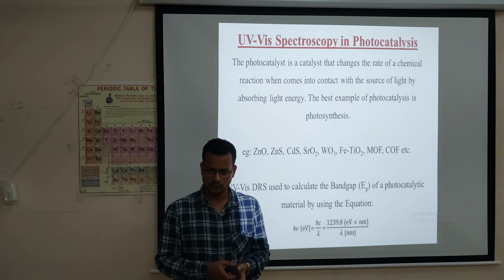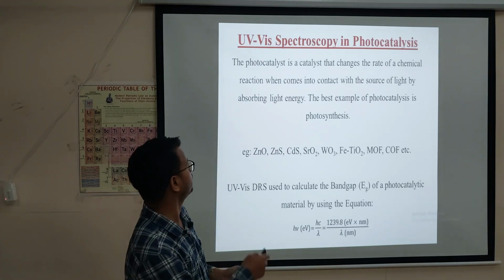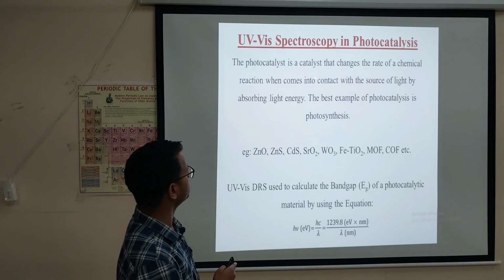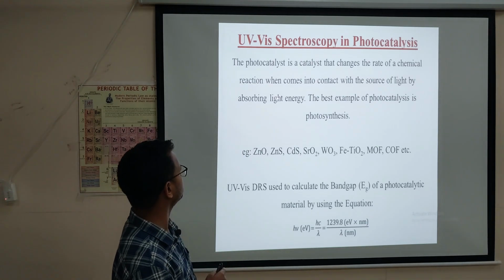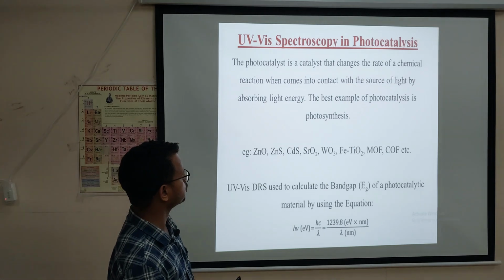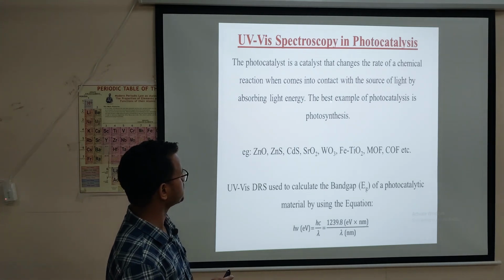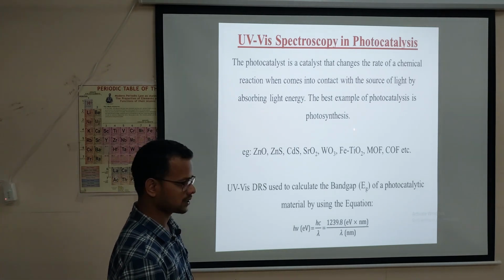Sunlight is there. Okay, now we will move on. A photocatalyst is a catalyst that changes the rate of a chemical reaction when it comes into contact with a source of light, by absorbing light energy. The best example of a photocatalyst is photosynthesis.